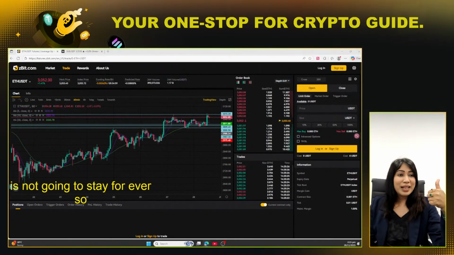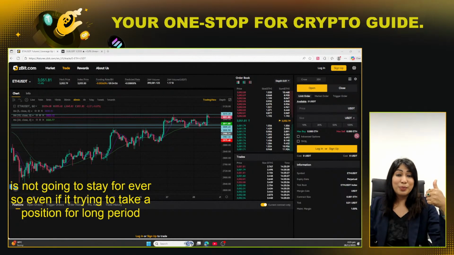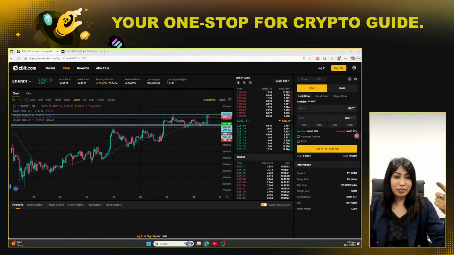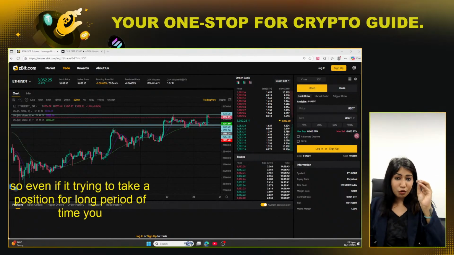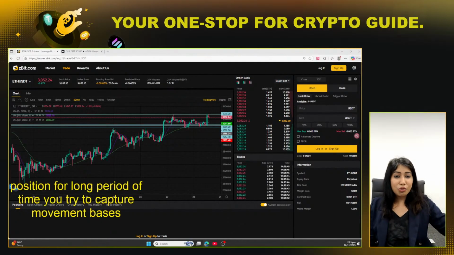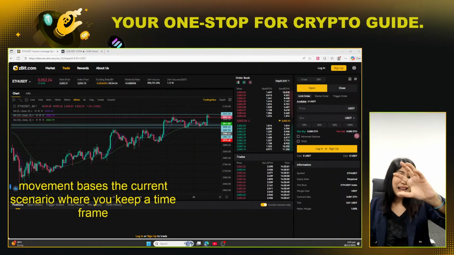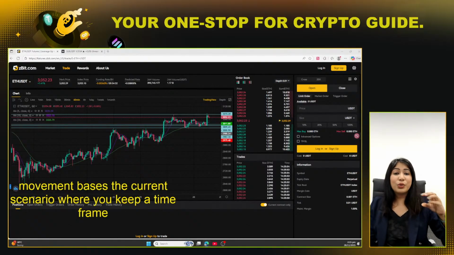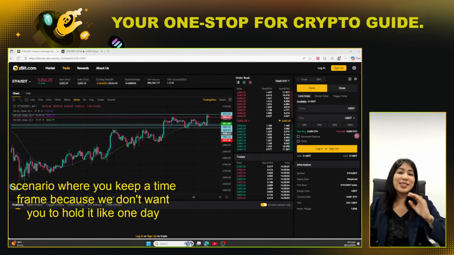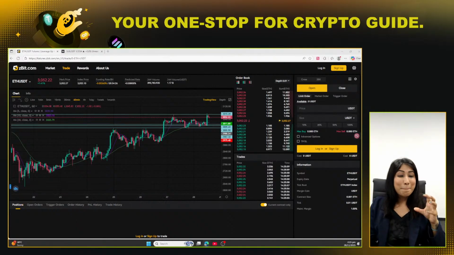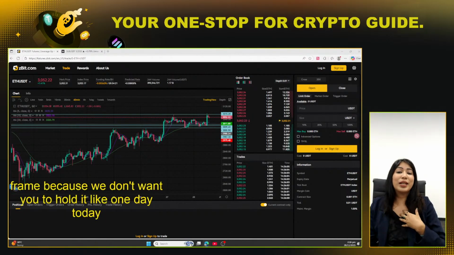So even if you're trying to take a position for a long period of time, it's either going to be a waste of time or a loss. So I don't want you guys to hold a position, especially this rule for futures trading, for a longer period of time. Try to capture movements based on the current scenario, keeping a time frame of say 1 hour or 4 hours, capture a movement and then get done with it. We don't want you to hold it for 1 day, 2 days, 3 days, because that's ultimately going to exhaust the margin or the balance that you have in your account. That's not going to give you anything. Trust me, I'm telling you from my own experience.